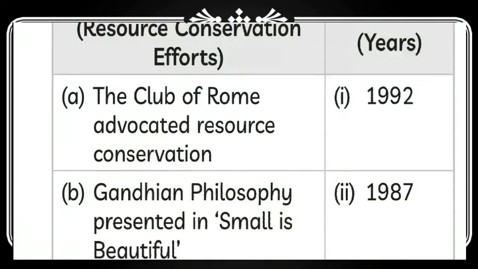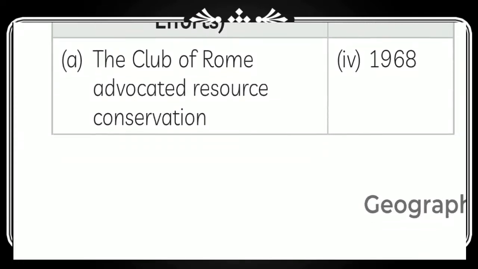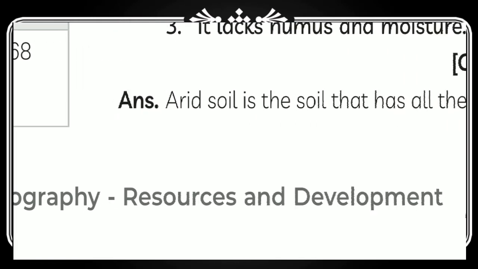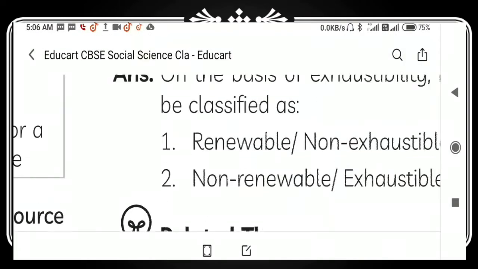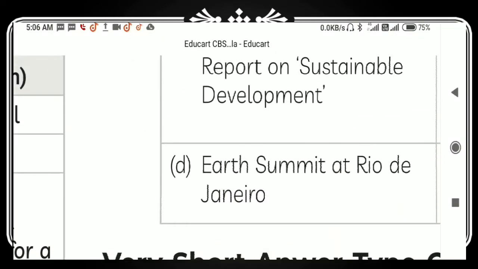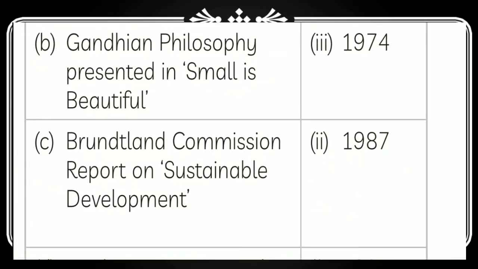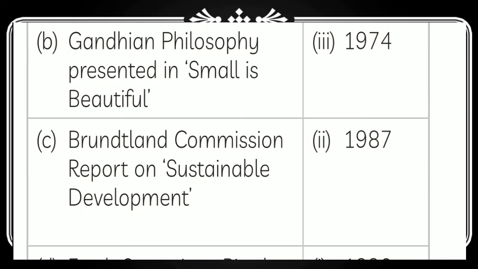Now the next is as the following is the Club of Rome advocated resources conservation. It took place in 1968. After that, Gandhian philosophy presented in Small is Beautiful. It was written in 1974. Can you tell me who wrote the book Small is Beautiful? Its answer will be Sukhomajri.